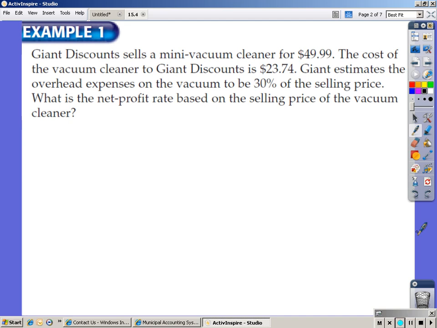Okay, example 1. It says Giant Discount sells a mini vacuum cleaner for $49.99. The cost of the vacuum cleaner to Giant Discounts is $23.74. Giant estimates the overhead expenses on the vacuum to be 30% of the selling price. What is the net profit rate based on the selling price of the vacuum cleaner?